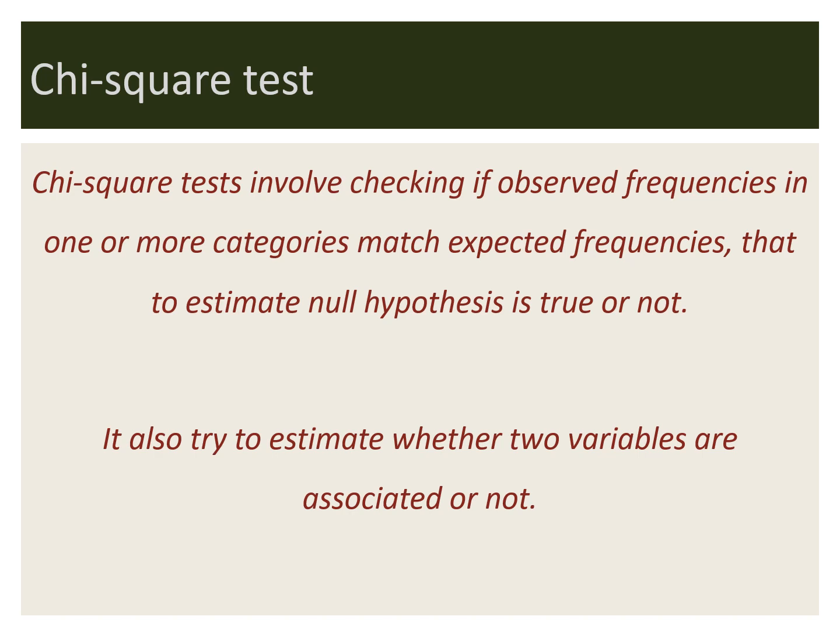The first line is: chi-square test involves checking if observed frequencies in one or more categories match expected frequencies, to estimate whether the null hypothesis is true or false. Here in the first line, see, observed frequency and expected frequency. These two are the terminology for this. Observed frequency is the applicational part.